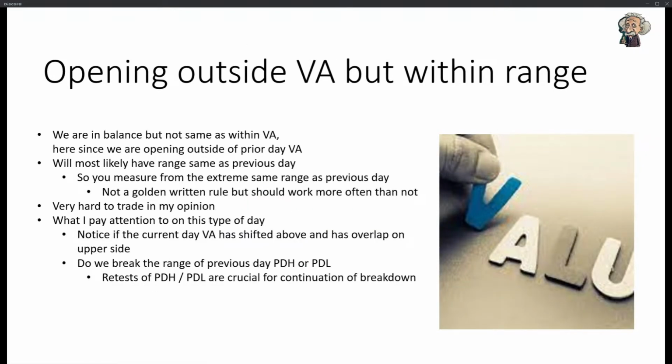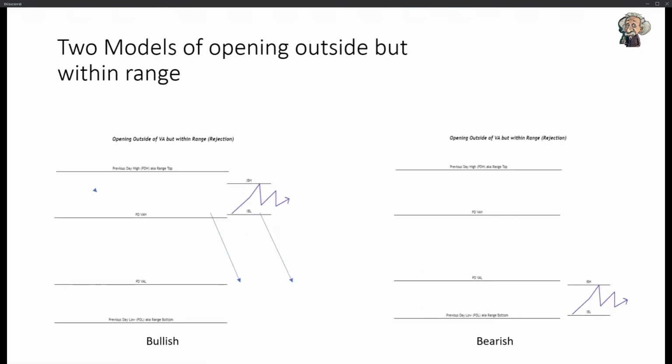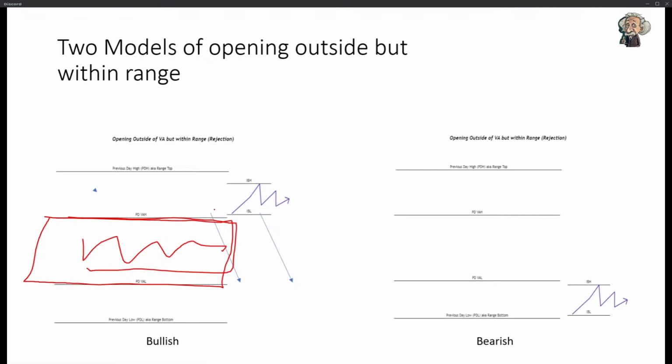Opening outside the VA, but within the range. We are in balance, but this is not within that 68%. It's leaning a little bit more bullish, right, versus bearish. So when you're opening above the previous day value area high, what does that tell you about the value area that you are out above? What does it tell you about this value here? We're rejecting that value area, and we're looking for higher, as long as this previous day high gets cracked.